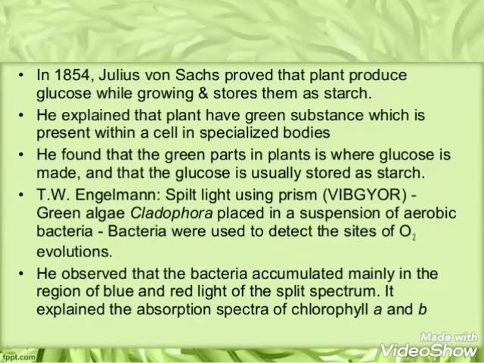He split the light using a prism into its component parts and illuminated a green alga, Cladophora, placed in a suspension of aerobic bacteria. The bacteria were used to detect the sites of oxygen evolution. He observed that the bacteria accumulated mainly in the region of blue and red light of the spectrum. He first described the action spectrum of photosynthesis. The action spectrum resembles roughly the absorption spectrum of chlorophyll a and b.